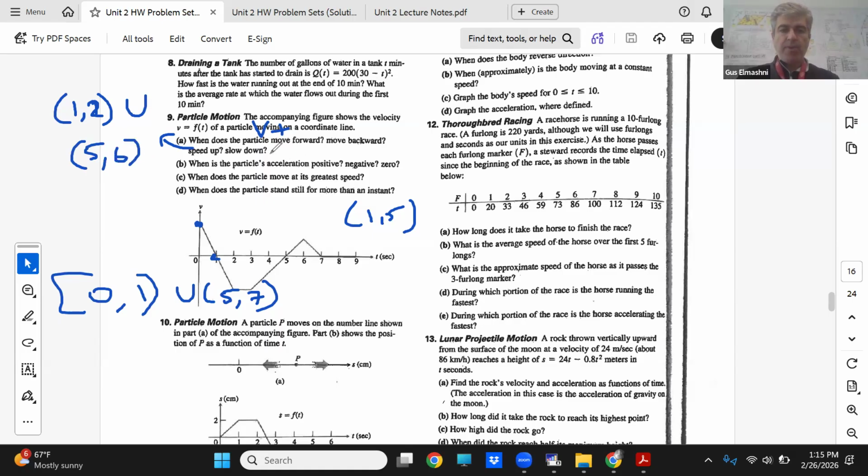So that's what I'd say for that. Slowing down would be from 0 to 1. I think you can include the zero though. And also slowing down from 3 to 5, because acceleration is positive and the velocity is negative. And again from 6 to 7.